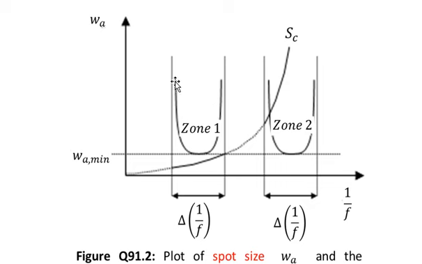So WA becomes much greater if you move away from the center of zone 1 on either side. And similarly, if you move away from the center of zone 2 on either side, WA will increase drastically. At the center of zone 1 and zone 2, the spot size is minimum, which we have represented by a dotted line horizontally drawn, and that represents WA minimum. So this is the minimum spot size, which corresponds to the center of the zone 1 and zone 2.